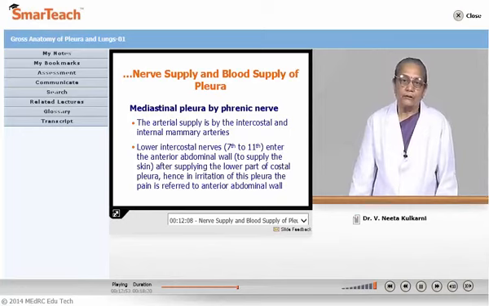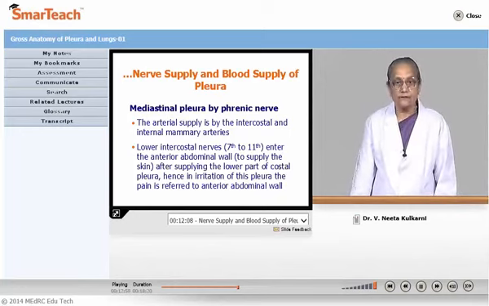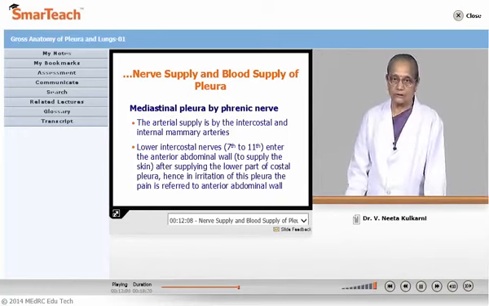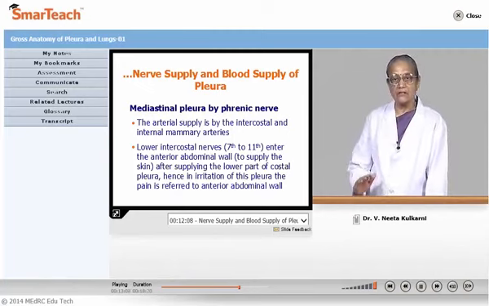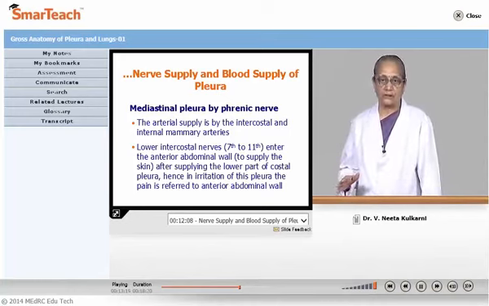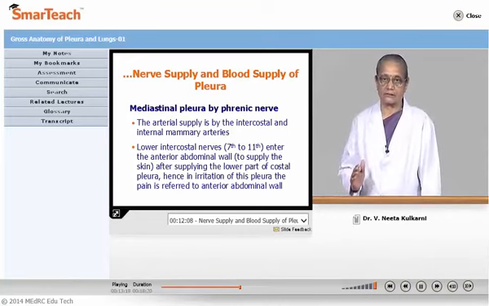Now, another point that is worth understanding as far as the nerve supply of the parietal pleura is concerned, that the lower part of the parietal pleura is supplied by the lower intercostal nerves. When I say lower intercostal nerves, that means 7th, 8th, 9th, 10th and 11th. These are the lower 5 intercostal nerves which supply the pleura lining these spaces.